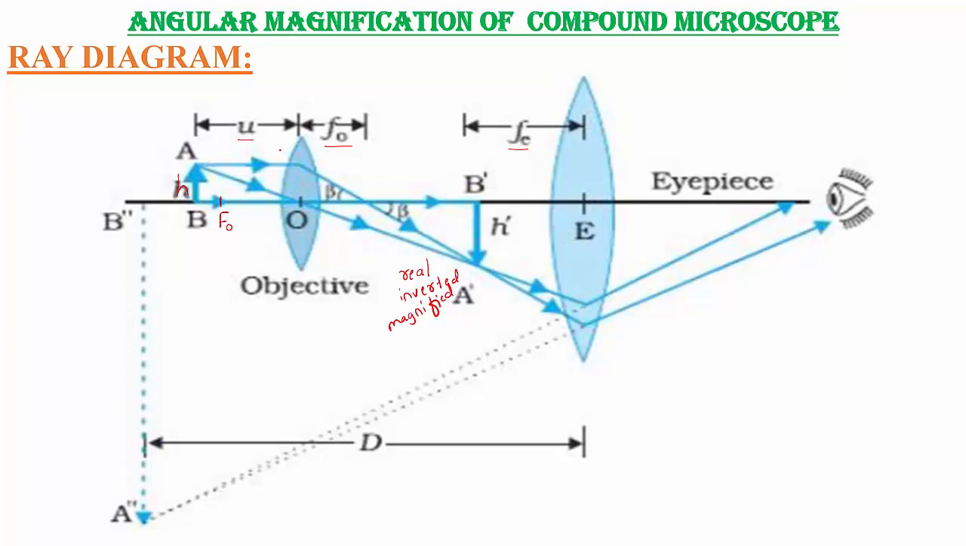Now observe this A' B'. This A' B' is acting as the object for the eyepiece. Remember, A' B' is the image formed by the objective lens of the object AB, but the same image is acting as the object for the eyepiece. Now let us imagine this A' B' is the object.